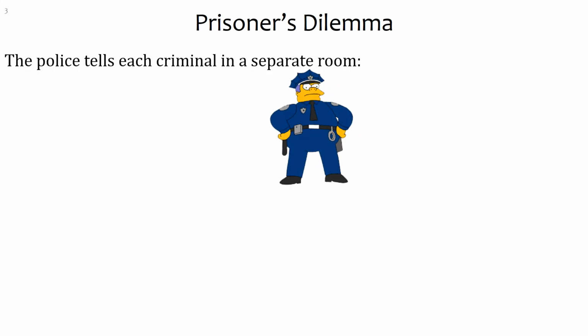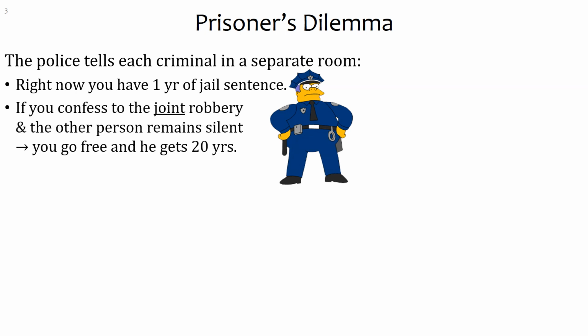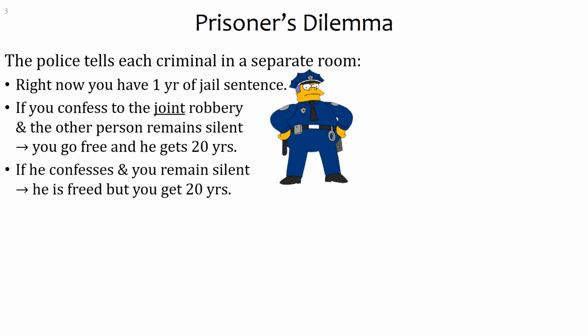The police tells each criminal in a separate room. Separate room means that they don't see each other, they cannot make an agreement with each other, so they're isolated. They're told, right now you have 1 year of jail sentence. Okay, that's proven. Now, if you confess to the joint robbery and the other person remains silent, so they don't confess, then you go free. We're going to let you go free, and the other guy gets 20 years. If he confesses and you remain silent, then he is freed, but you get 20 years. And if both of you confess, then each of you will get 8 years.